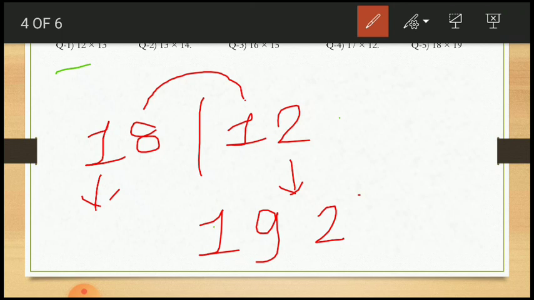When you multiply 13 and 14, your answer comes 192. 192 is your final answer. Okay, final answer of your question. This method is called the balance and carryover rule.